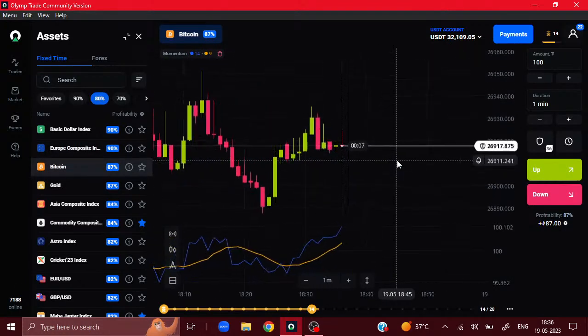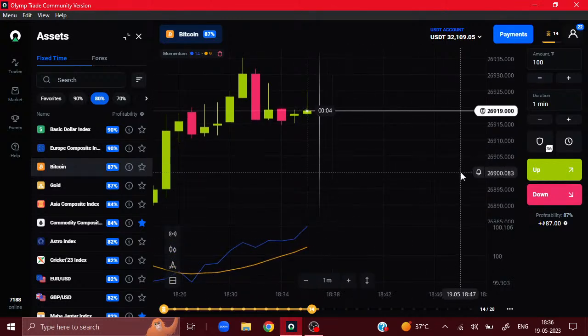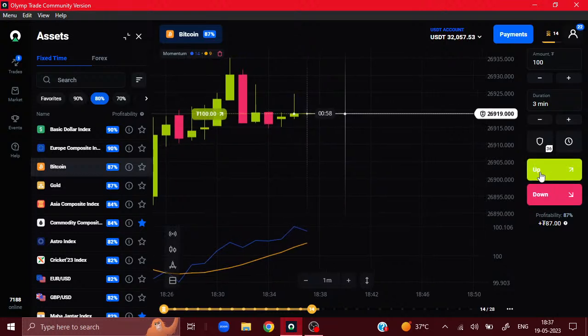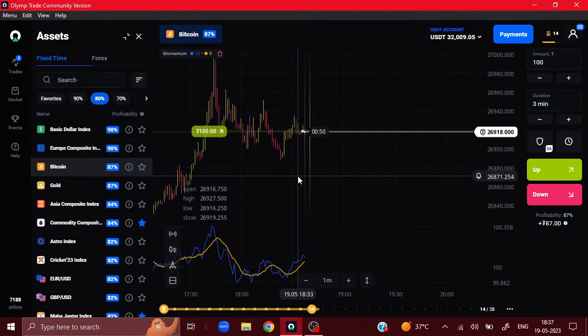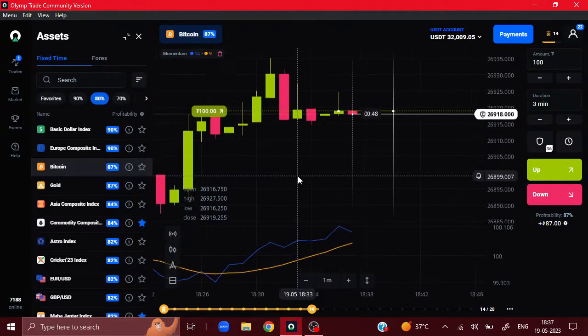Here we can see in Bitcoin, the signal line is crossing the 100 momentum in the upward direction at this point. So I think we can enter into an upside trade here. However, the candlesticks are suggesting the opposite.